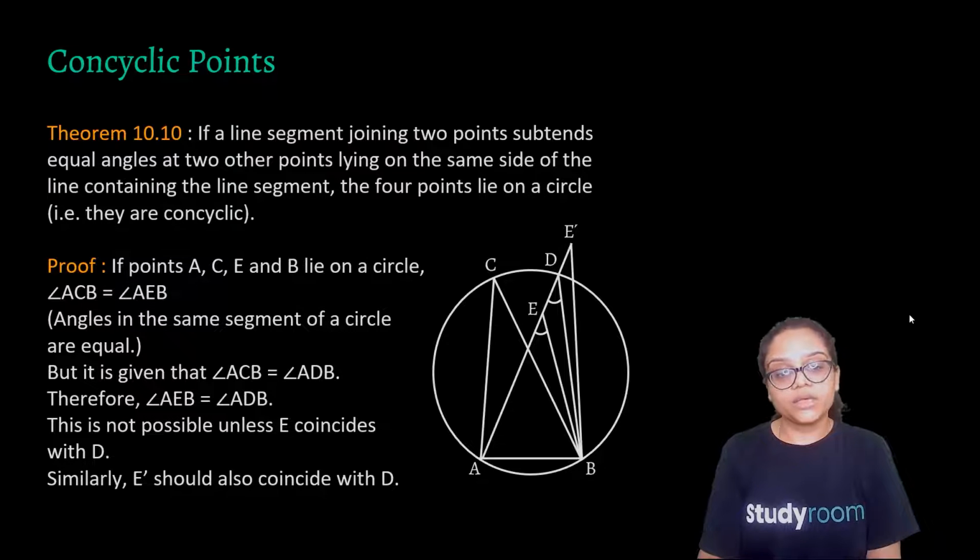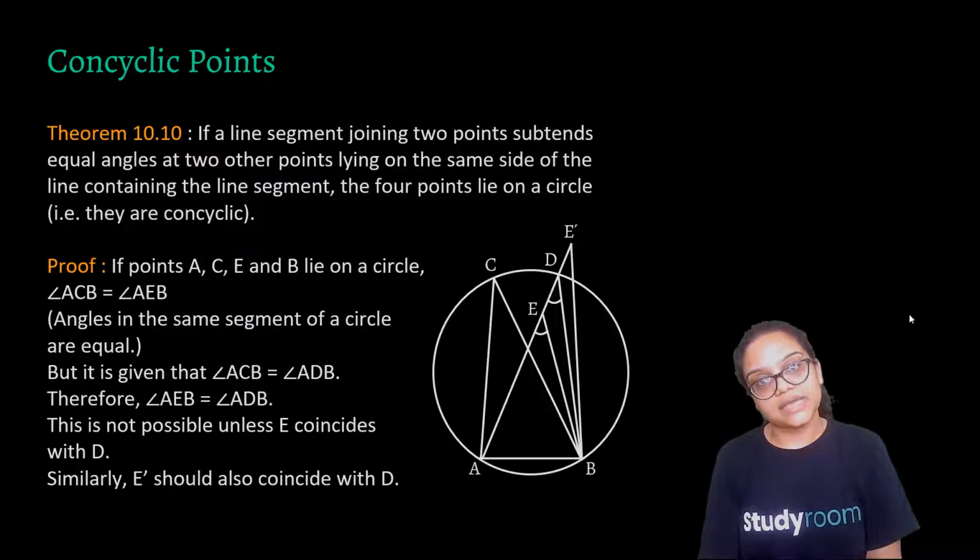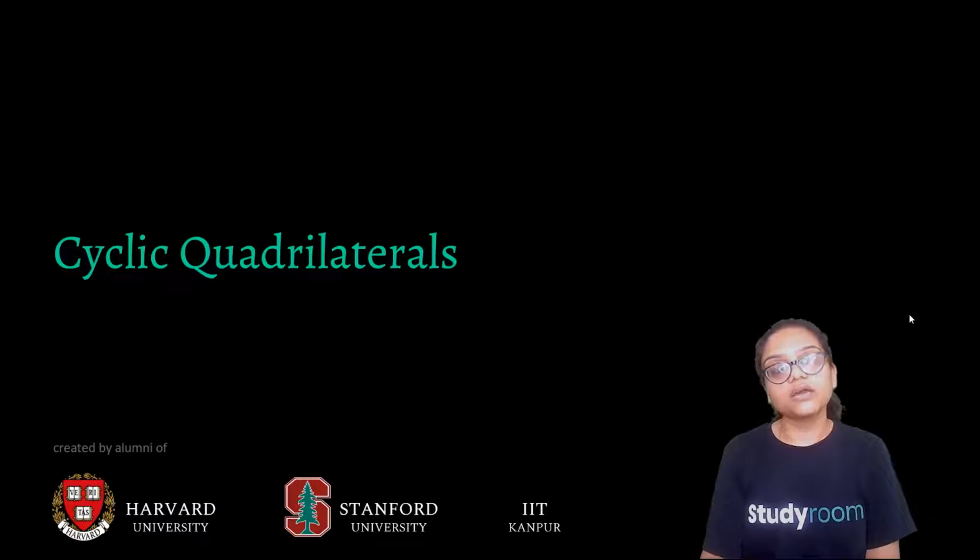Okay, now E or E dash. If points A, C, E, B lie on a circle, then angle ACB would be equal to angle AEB, because angles in the same segment of a circle are equal. But ACB is equal to ADB, hence E and D coincide. Hence D lies on the circle, so they are concyclic. I hope this is clear to you.